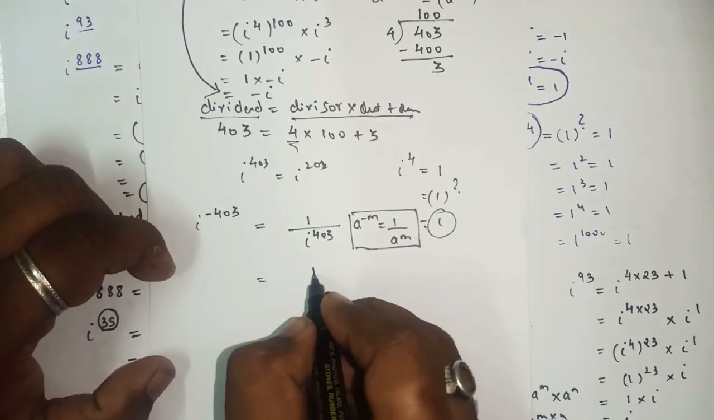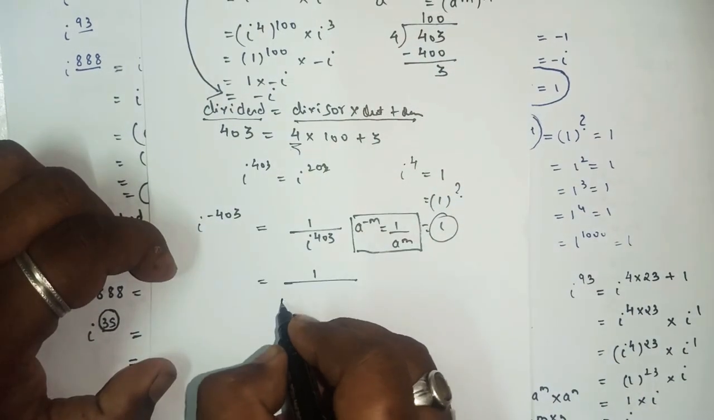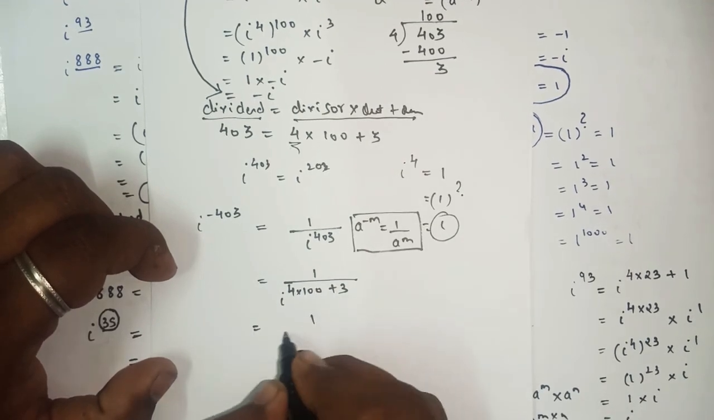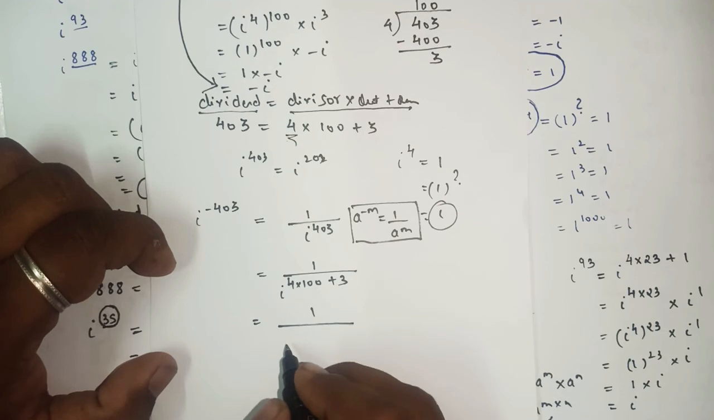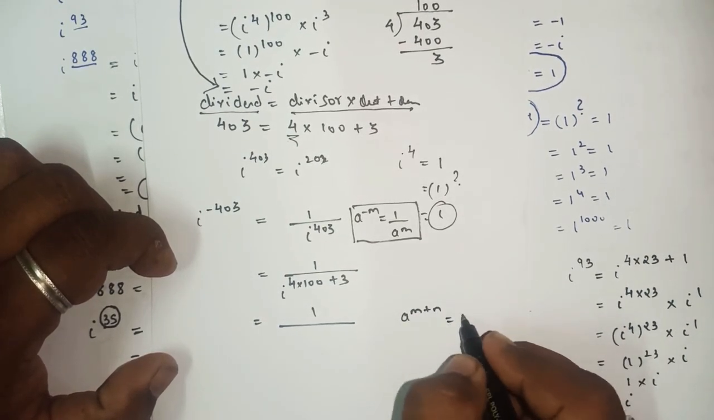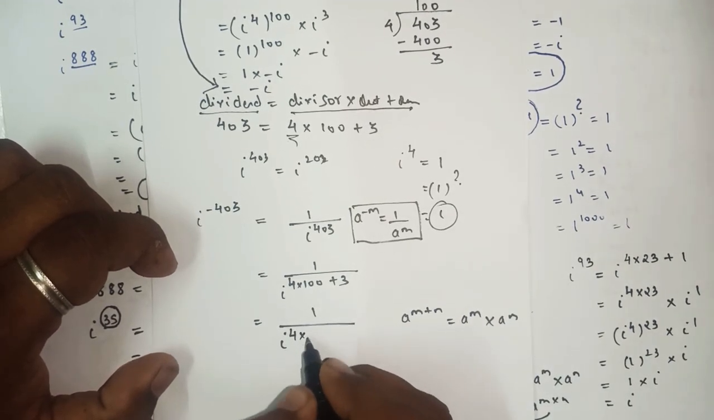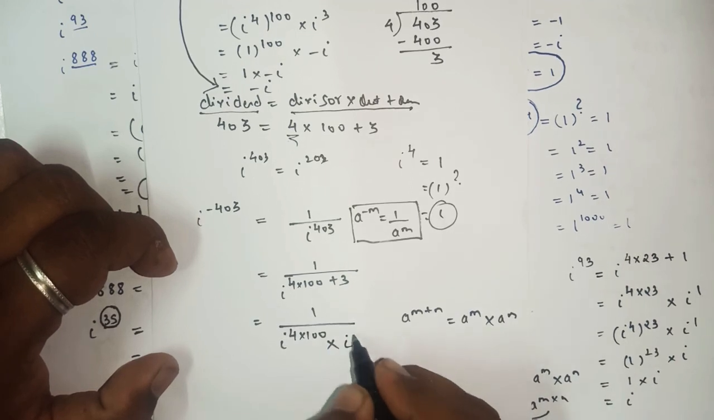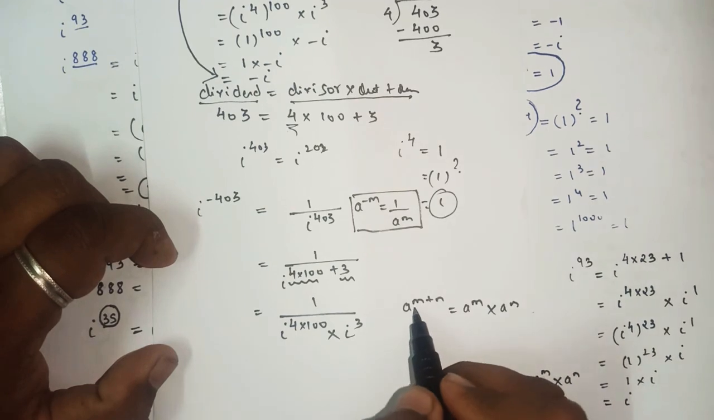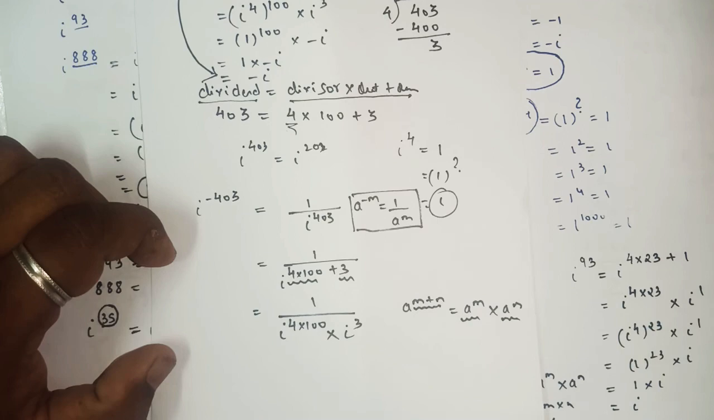Then after that the rest of the part is the same. i raised to 403, we can break 403 as i raised to 4 into 100 plus 3. Further, this i raised to 4 into 100 plus 3 we can break using the formula a raised to m plus n equals a raised to m into a raised to n. So this we can write as i raised to 4 into 100 into i raised to 3. This is m, this is n. That only I did here.